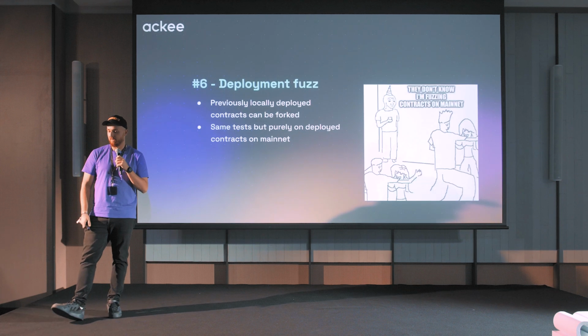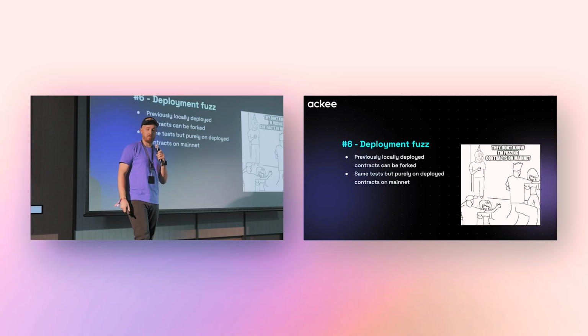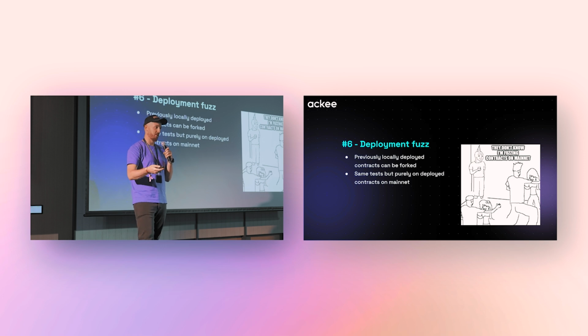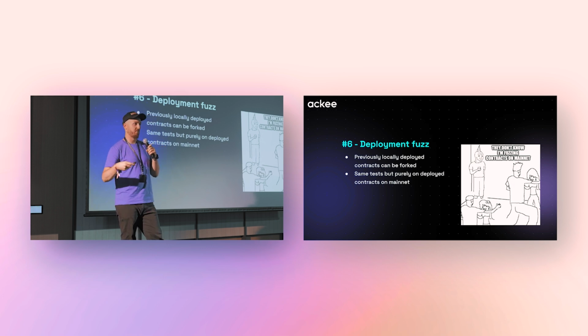Okay, and another interesting type of fuzzing is fuzzing over deployment. This is after the end of the audit. We took the new addresses of the contracts on the mainnet that we were previously auditing, and replaced the simple local deployment with forking. So basically at that moment we were forking everything, but still fuzzing. We were fuzzing contracts on the mainnet, which is pretty cool.